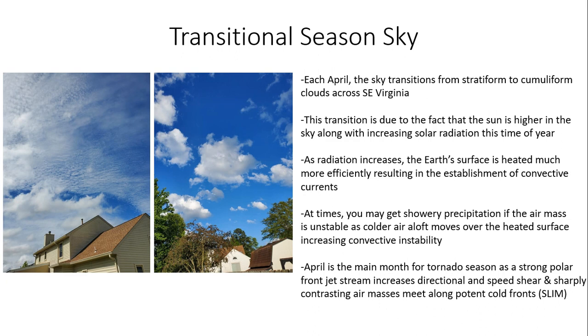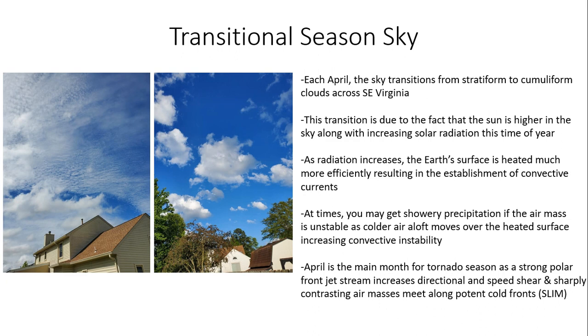At times, you may get showery precipitation from cumuliform clouds, especially if the air mass is unstable. Especially during the springtime, you still get these colder air masses moving in from Canada. You get colder air, colder temperatures aloft above the ground over a more strongly heated surface, and that is going to result in convective instability, an unstable atmosphere. And April, by the way, is the main month for tornado season, as a strong polar front jet stream increases both directional and speed wind shear, and sharply contrasting air masses meet along potential cold fronts.